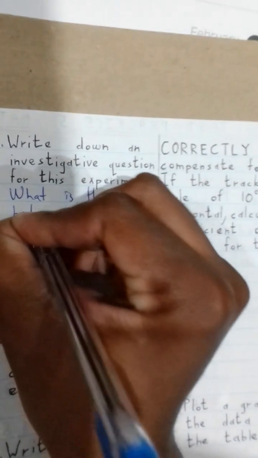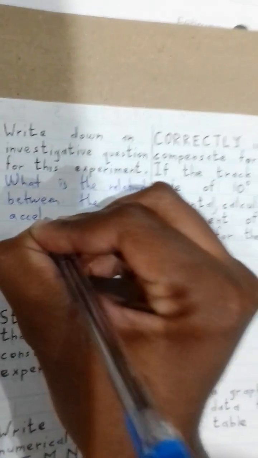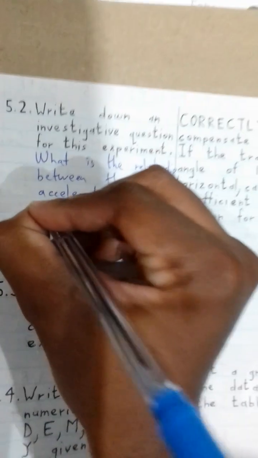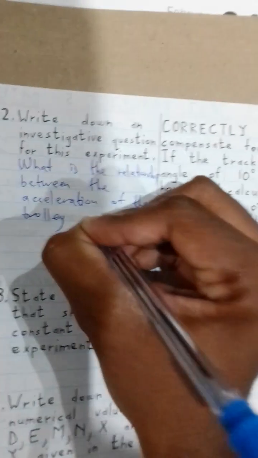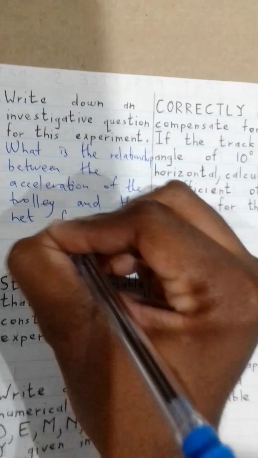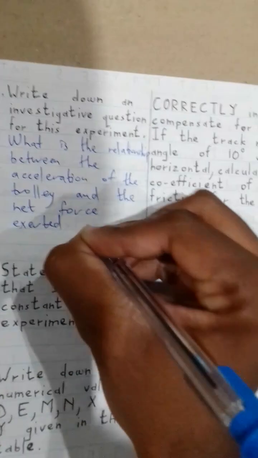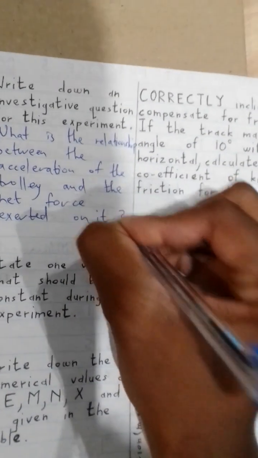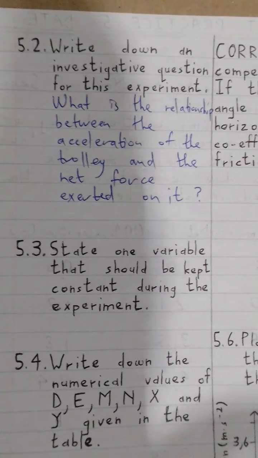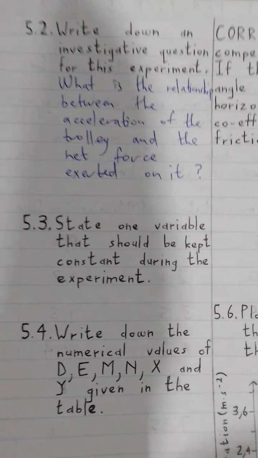between the acceleration of the trolley and the net force exerted on it? Right? Hope that is clear, and I hope that makes sense. The good investigative question would be, what is the relationship between the acceleration of the trolley and the net force exerted on it or acting on it?